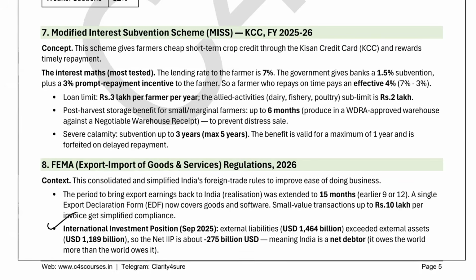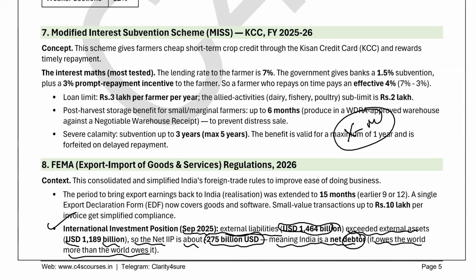International investment position, that is September 2025. External liabilities, that is USD 1,464 billion, exceeded external assets, USD 1,189 billion. So the net IIP is about 275 billion USD. ठीक है, meaning India is a net debtor. I have told you, import is more than export. It owes the world more than the world owes it. X minus M the category. अगर ये समझ में आएगा, then this current affair circular news is nothing.